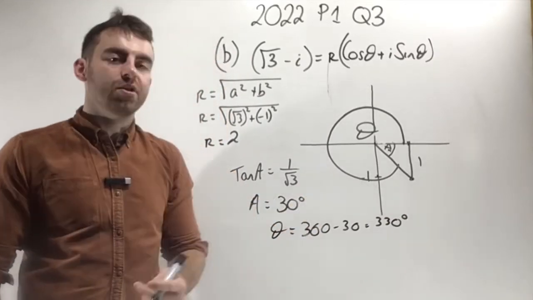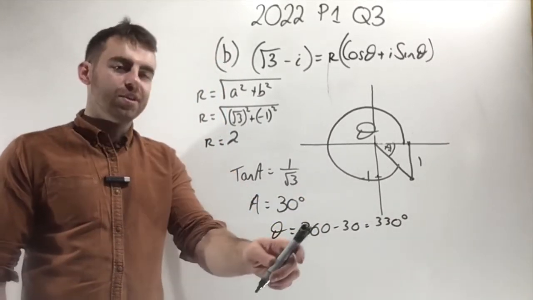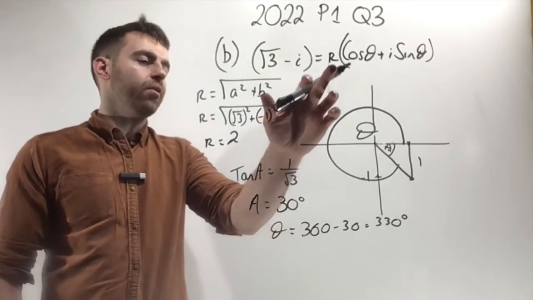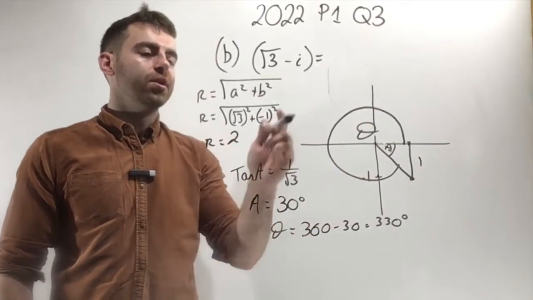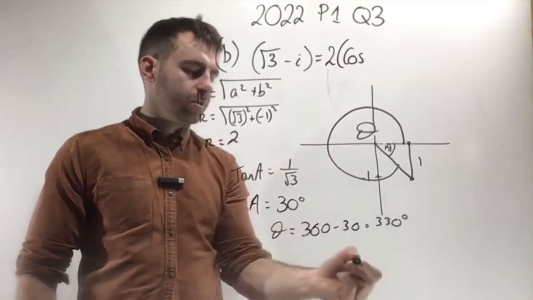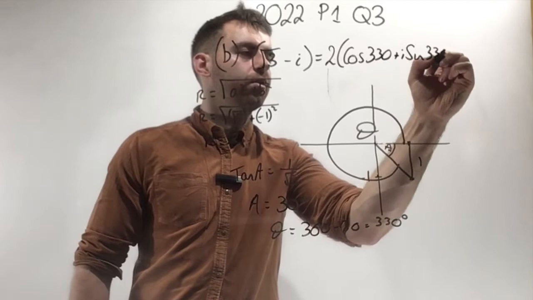You should just think of your unit circle there, what we did in trigonometry. You're just getting an angle in the fourth quadrant. It's simply 360 minus the reference angle. So now I know my r, I know my theta. I can conclude that root 3 minus i can be rewritten as r, which is 2, times the cos of 330 plus i times the sine of 330.